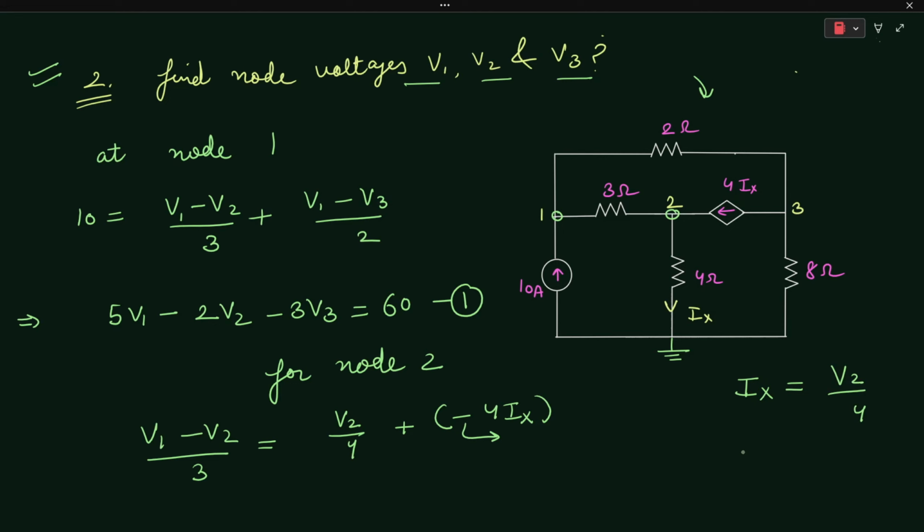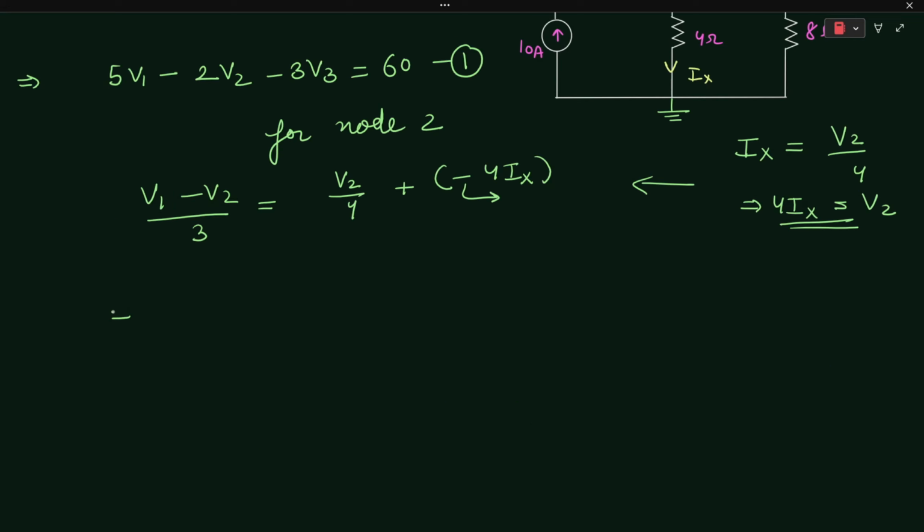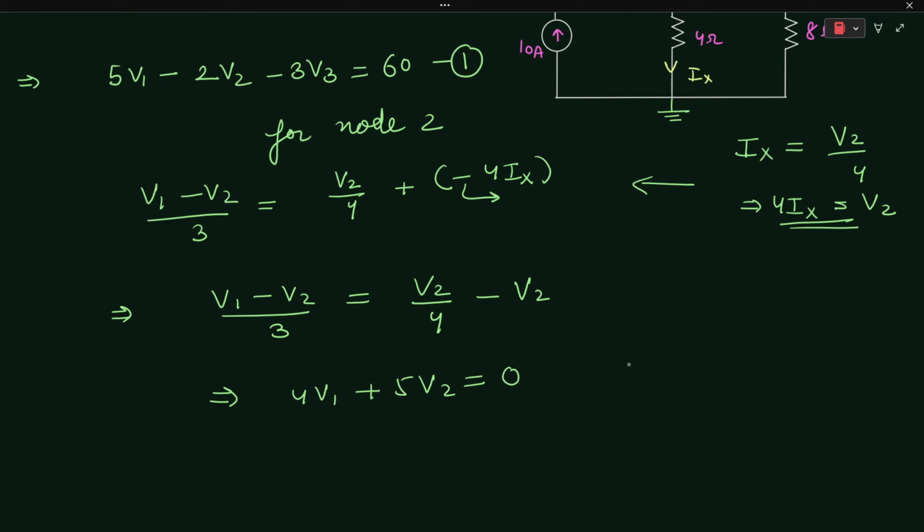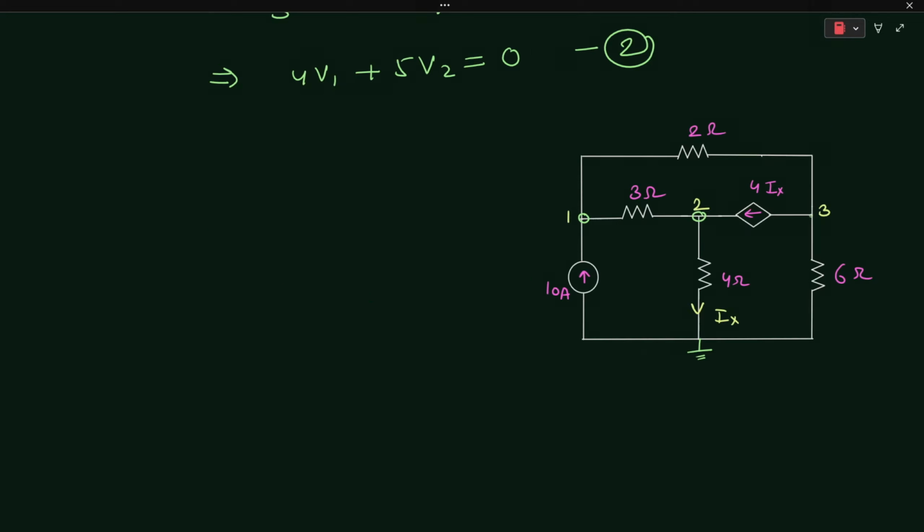It means that 4 times Ix will be equal to V2. On substituting the value of 4Ix in this equation, we can say that (V1 - V2)/3 is equal to V2/4 - V2. On simplifying it, we are getting 4V1 + 5V2 = 0. Let's say this is your second equation.